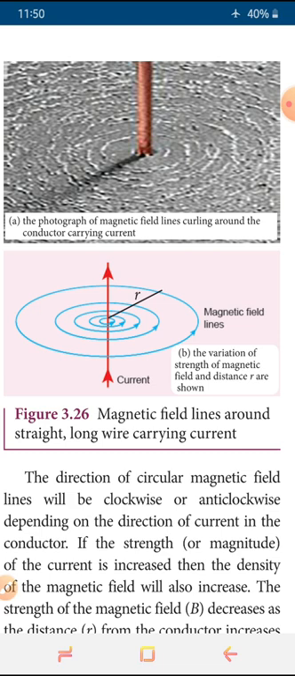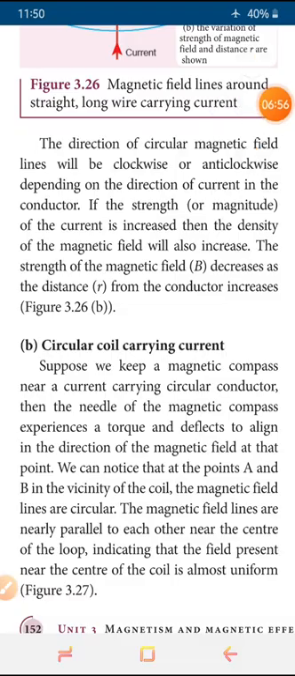Suppose the electric current direction is reversed in this conductor, then the magnetic field direction is also reversed, to the clockwise direction. That is explained here for the current carrying straight conductor. Our next topic is the circular coil which is carrying the current. In the last case we explained with the straight wire, and here is a circular coil carrying current.